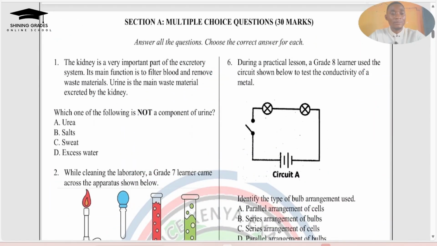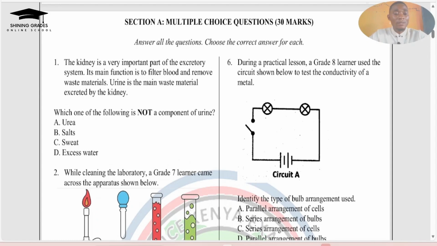Question number 1. The kidney is a very important part of the excretory system. Its main function is to filter blood and remove waste materials. Urine is the main waste material excreted by the kidney. Which one of the following is not a component of urine? We have urea, we have salts, we have sweat, and we also have excess water.